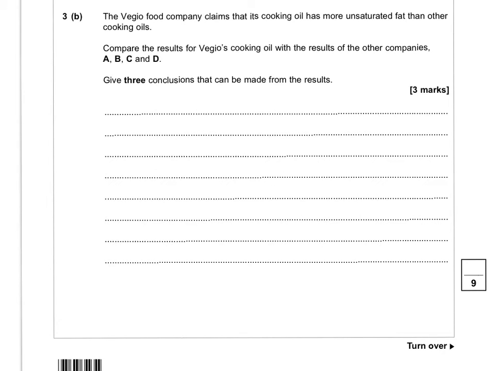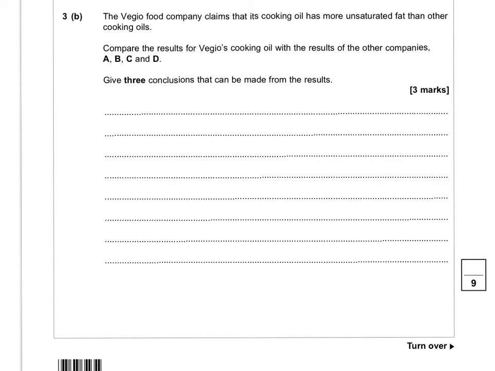Then we move to the final bit where we are going to need the table. In particular, the veggie or food company claims that its cooking oil has more unsaturated fat than other cooking oils. Compare the results for Veggio's cooking oil with the results of other companies. Give 3 conclusions that can be made from these results.